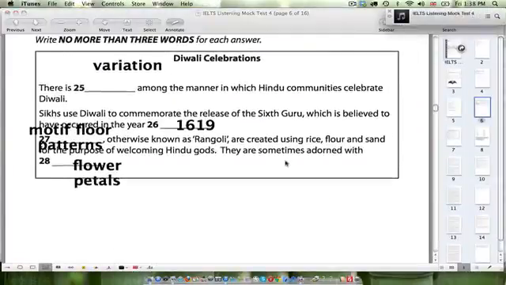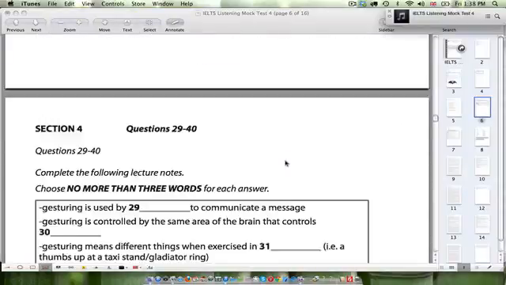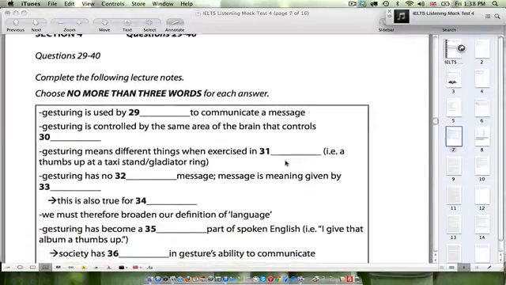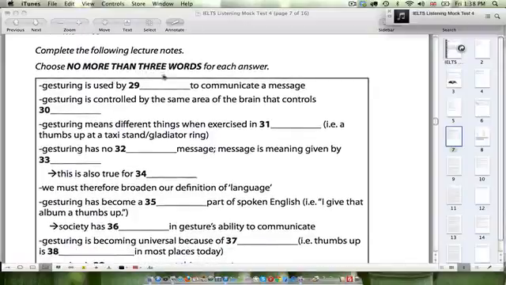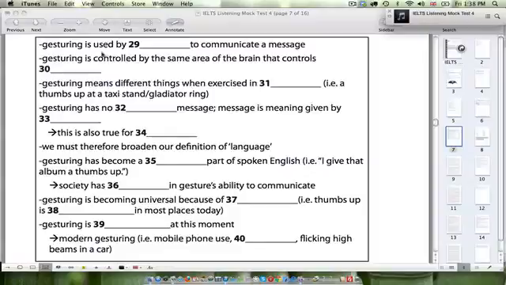Section 3. You now have half a minute to check your answers. So once again, we're going to preview the next section. Okay, complete, choose no more than 3 words. These look like notes of some kind, and lots of gesturing. So this is likely the topic. Gesturing is used by probably a noun to communicate a message. Gesturing is controlled by the same area of the brain that controls, okay, listen for brain.